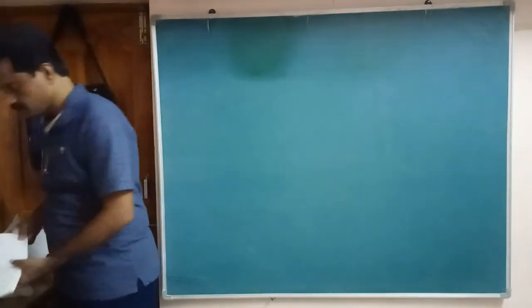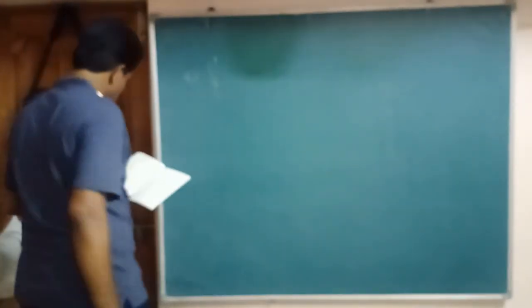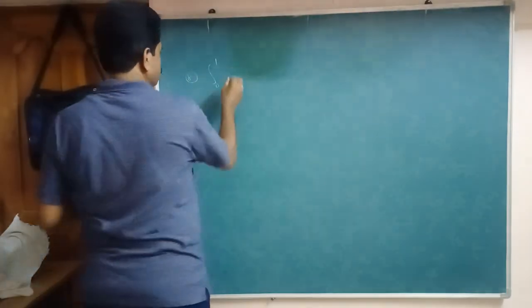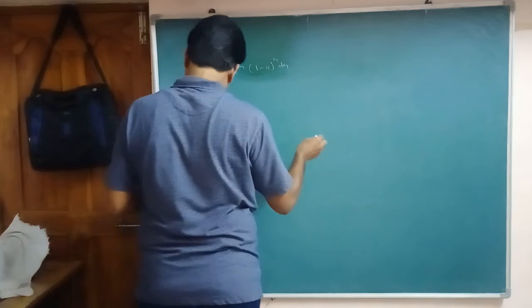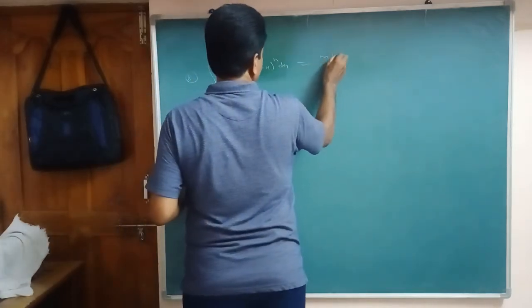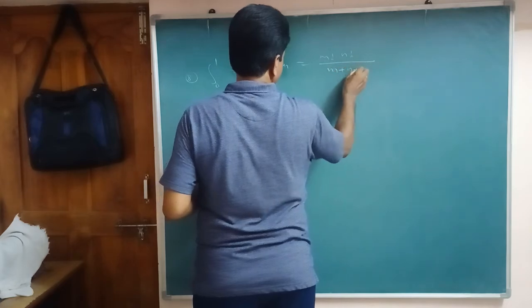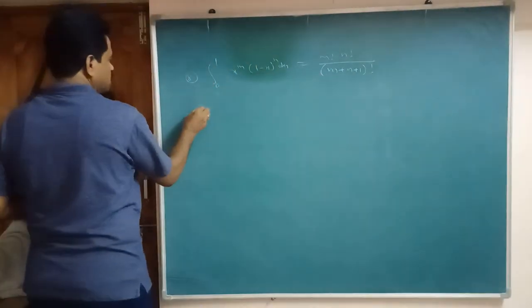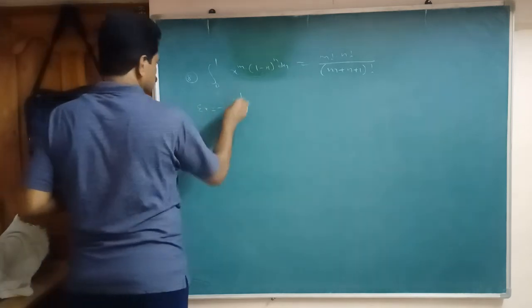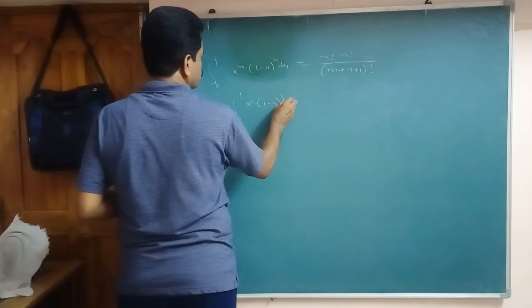Next one. 7th, 8th one. Integral 0 to 1 x power m into (1 minus x) whole power n dx equal to m factorial into n factorial by (m plus n plus 1) factorial. For example, write down here, integral 0 to 1 x square into (1 minus x) whole cube dx.